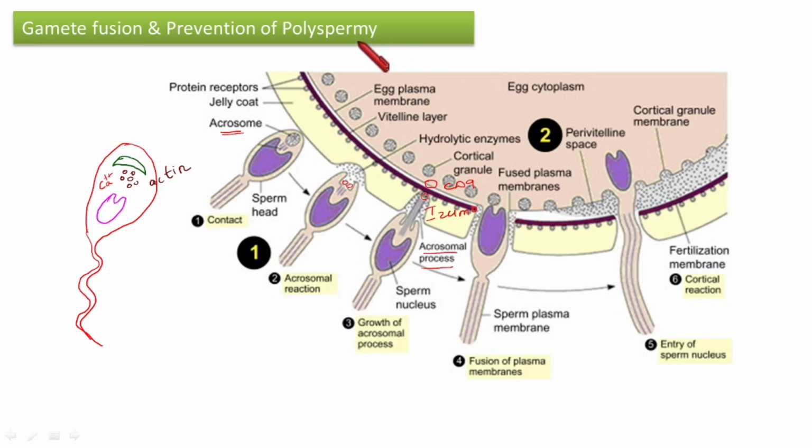Polyspermy means a condition in which more than one sperm comes and fuses with the egg. So it is highly unfavorable. We need to prevent that. Let us take the case of organisms that have external fertilization. There are two methods to prevent polyspermy. The first is the fast block and the second is the slow block.